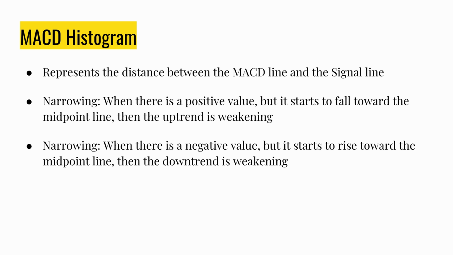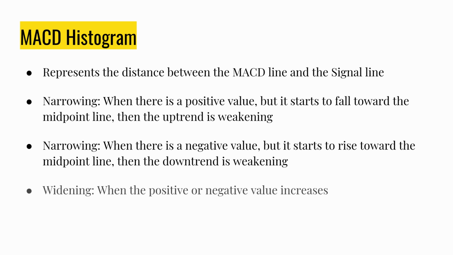On the other hand, when the histogram value becomes more positive or negative, this means that the distance between the MACD line and the signal line is increasing. This increase signifies the current trend is getting stronger. Therefore, the MACD histogram is very good at visualizing the MACD line moving towards or away from the signal line.